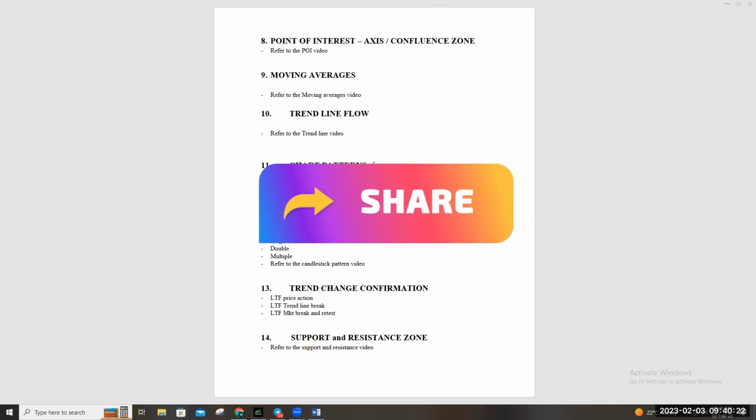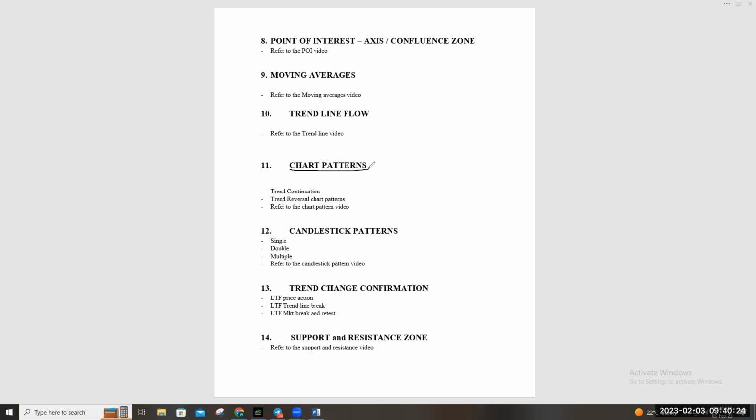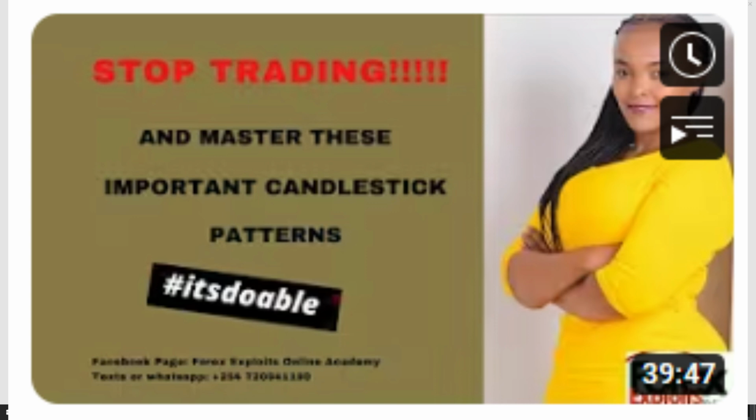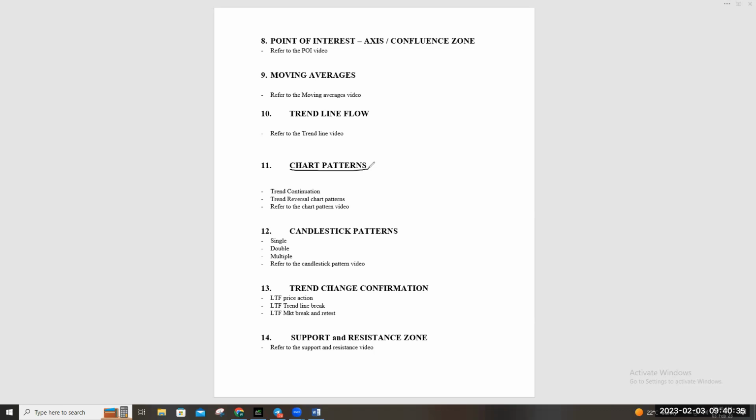So we have triangles, rectangles, channels, wedges, and so forth. Now, you need to learn these different types of chart patterns and also learn what their purpose is. They are either there for trend continuation based on where they show up. Remember, and be very keen on this, any chart pattern can be a continuation pattern and it can also serve as a reversal pattern. It only depends on where they show up.